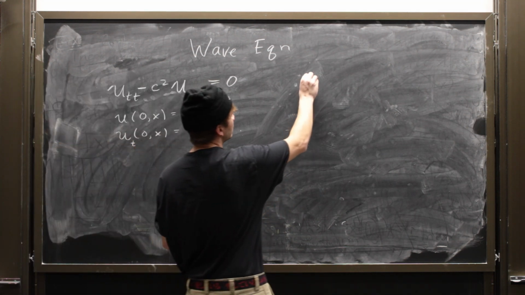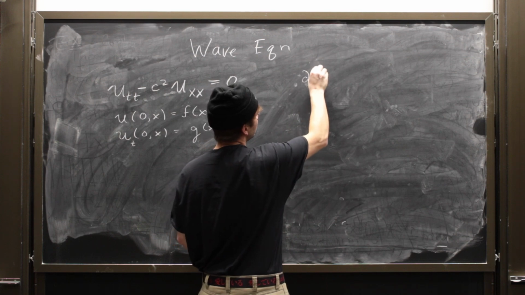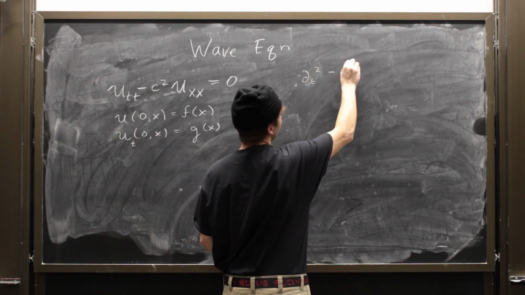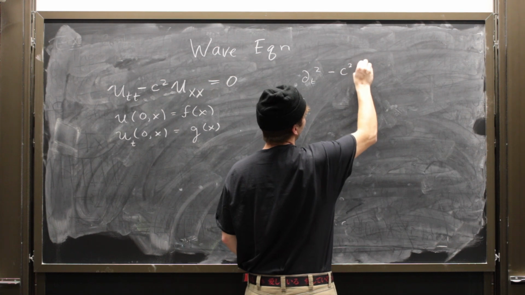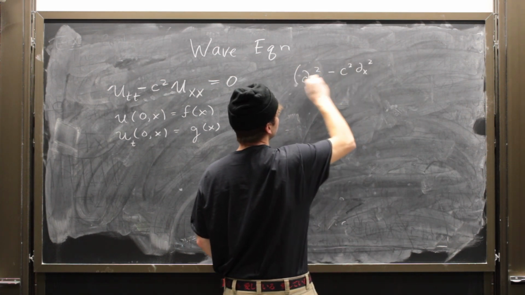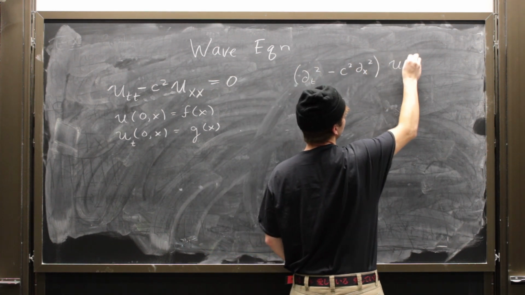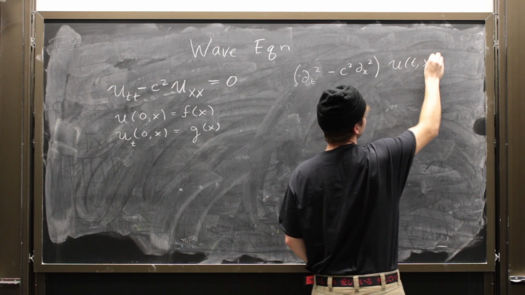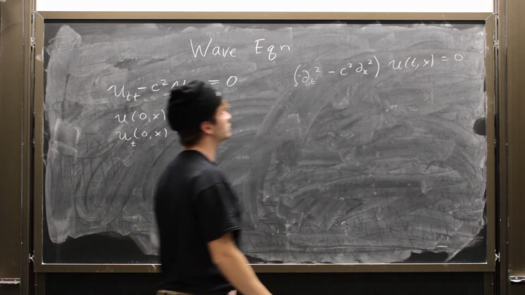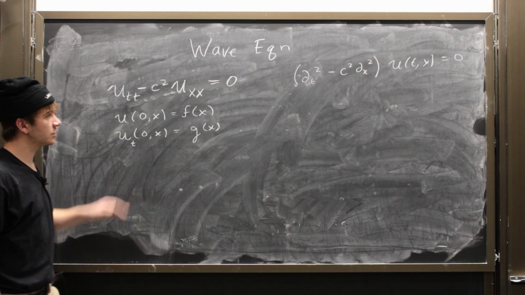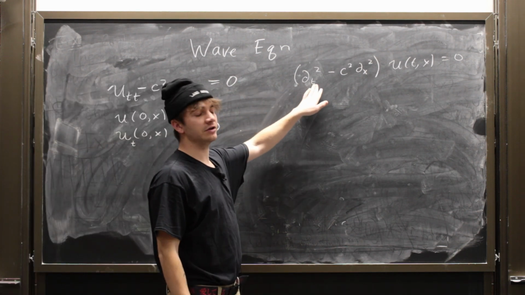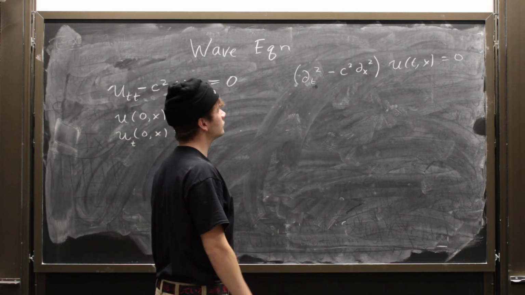So first I'm going to write the equation in differential operator form, where essentially I just look at the derivatives which are acting on u. So this is just the definition of the equation.